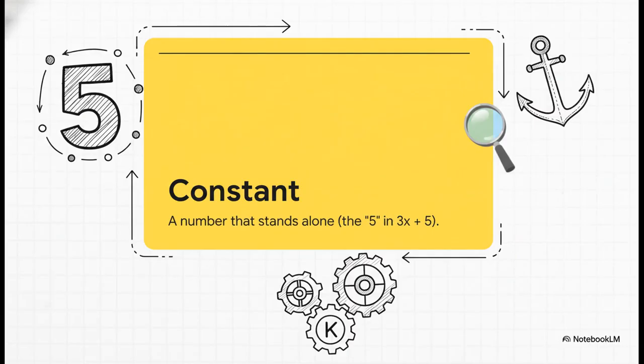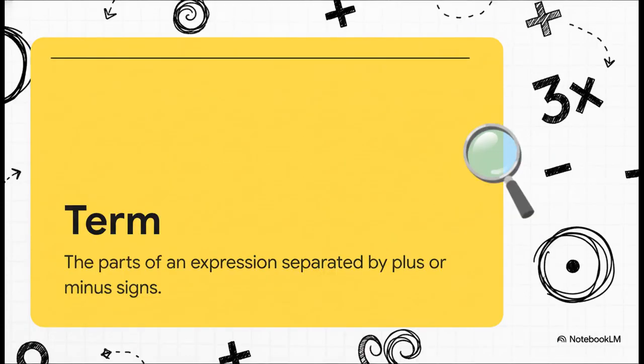Okay, next up is the constant. And it's pretty much what it sounds like. It's constant. It doesn't change. It's just a regular old number standing all by itself. No variable attached. So if you see 3x plus 5, that 5 is our constant. Simple. And finally, we have terms.